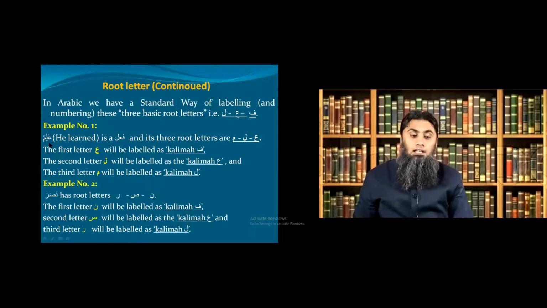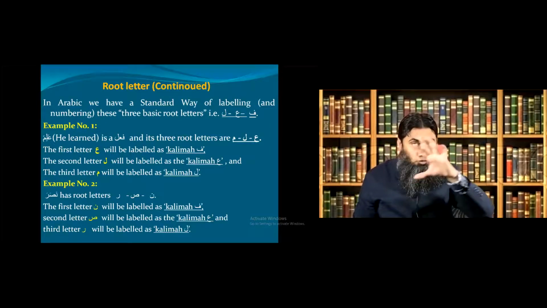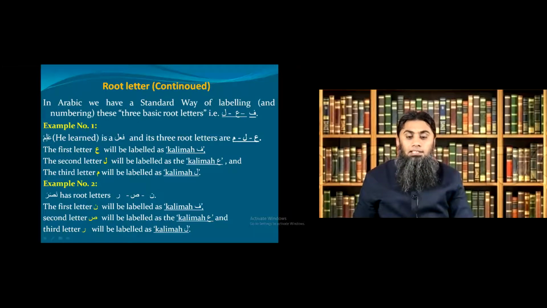Same example, alima: ain, lam, and mim. Now look, as we said before, alima, or all the words from these root letters, have ain, lam and mim. These are the original letters of all of those words coming from this root, as we have seen on the previous slide. Now ain is the first root letter. It will be called in terminology, ain is the fa kalima, lam is the ain kalima, and mim is the lam kalima. Clear? Let me give you one more example to clarify this point.